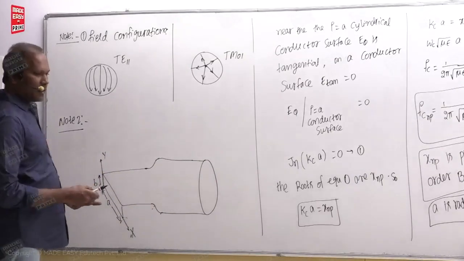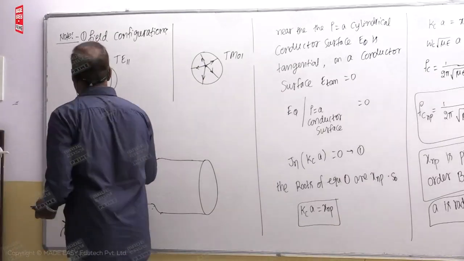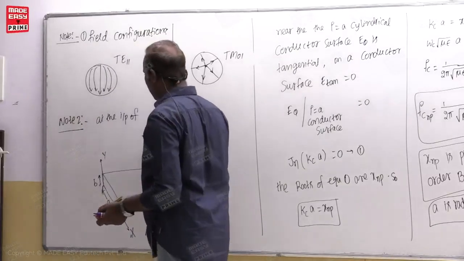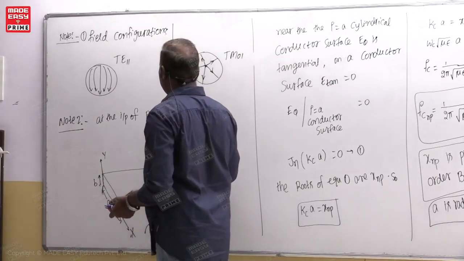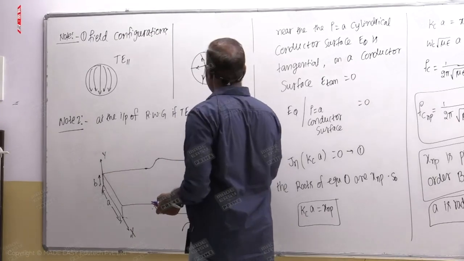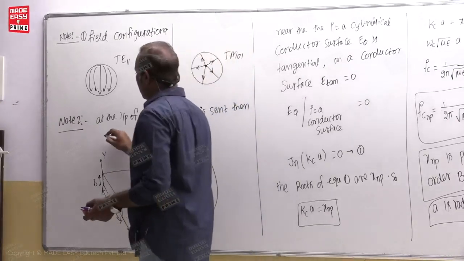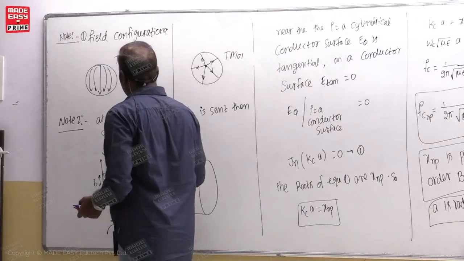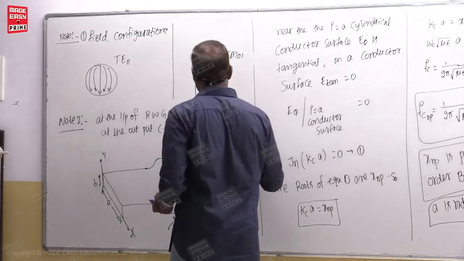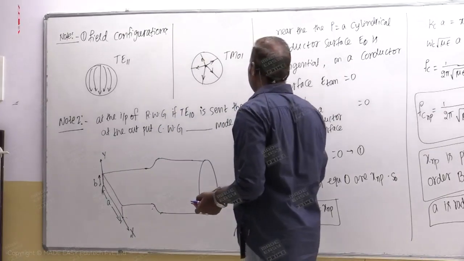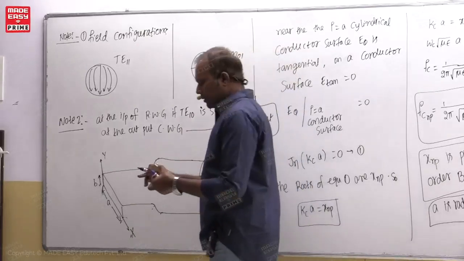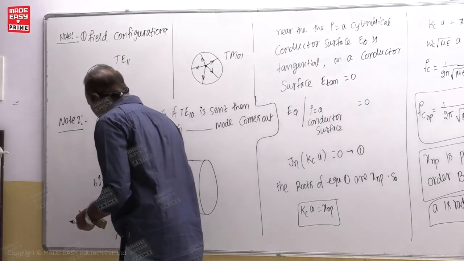Now what is the question? Question is: at the input of rectangular waveguide, if TE10 mode is sent, then at the output of circular waveguide, which mode comes out? Then the answer is this is the dominant mode. So they will show field components like this.